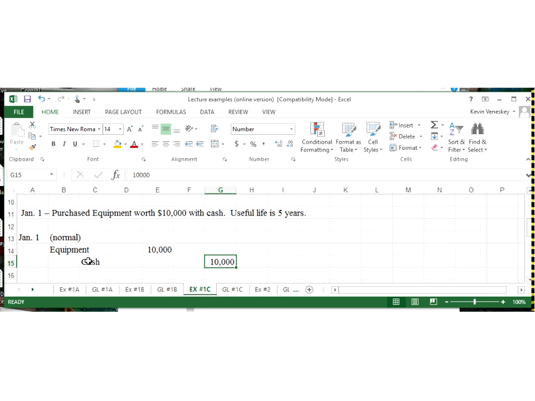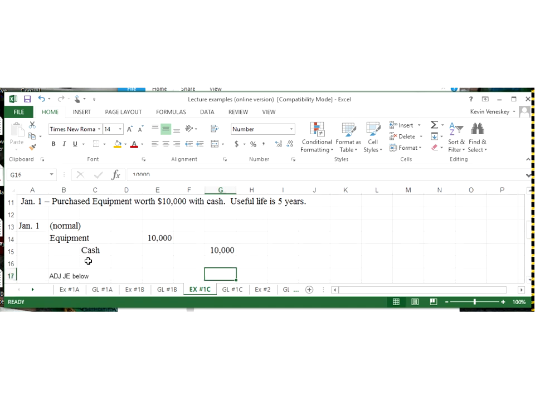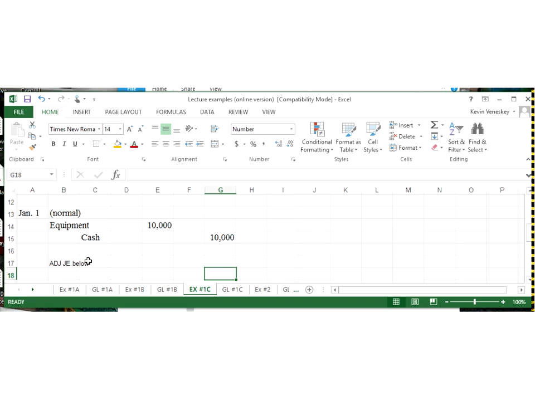Now it comes to the end of the year, at the end of December. Usually you do your depreciation just once a year. You could do it every month, but then it gets to be a little tedious. So we'll do this every year. So it's now December 31. I have now used my equipment for 1 year.